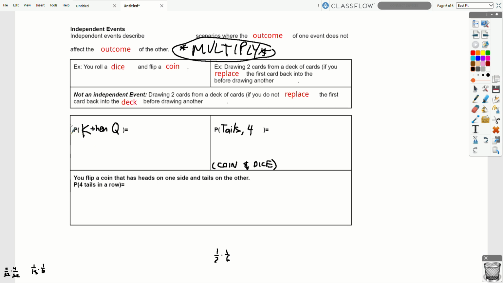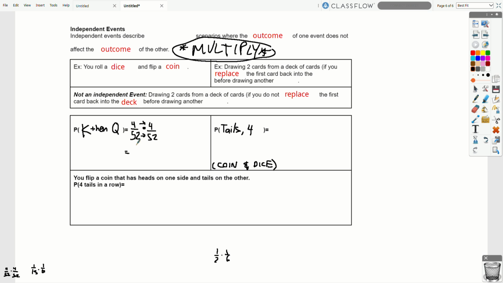So what's the probability of drawing a king, putting it back, and then drawing a queen? Well, the probability of drawing a king: there are 4 kings in the deck out of 52. We put the card back, and we are going to multiply by the probability of drawing a queen, which is also 4 out of 52. So it's just the probability of a king multiplied by the probability of a queen. We just multiply straight across. I'm actually going to simplify these first before I multiply across, so it'll make it a little easier.